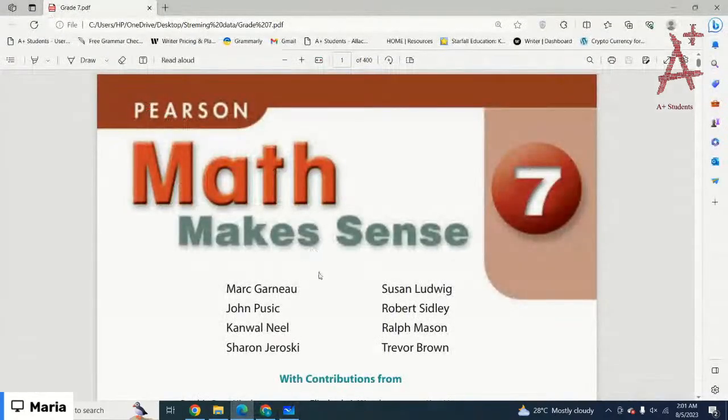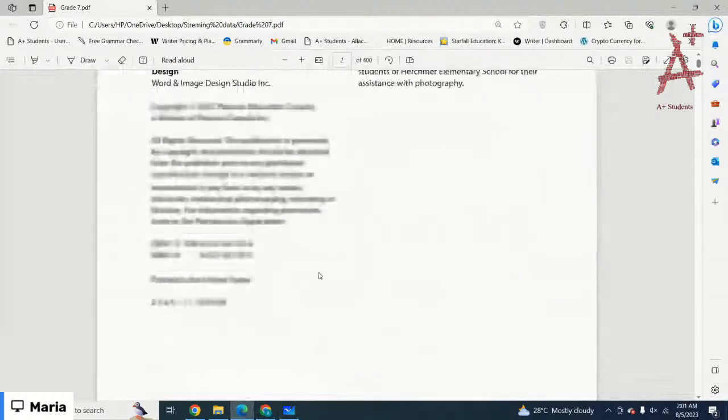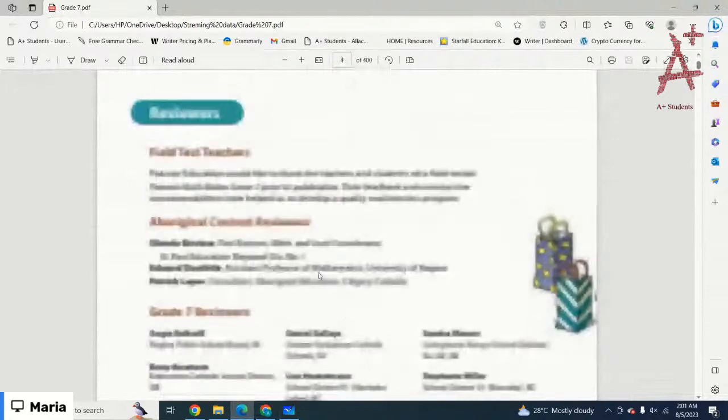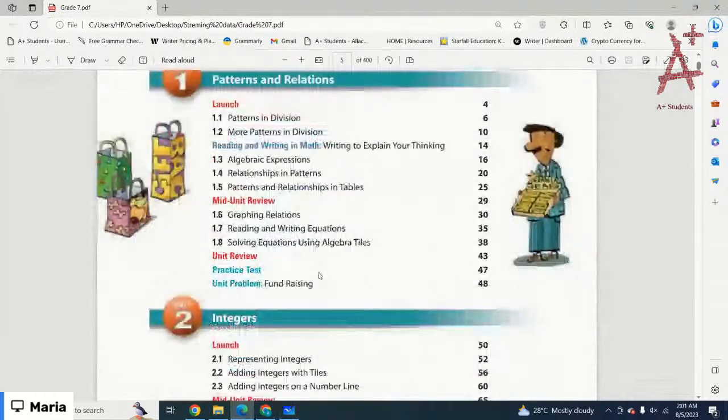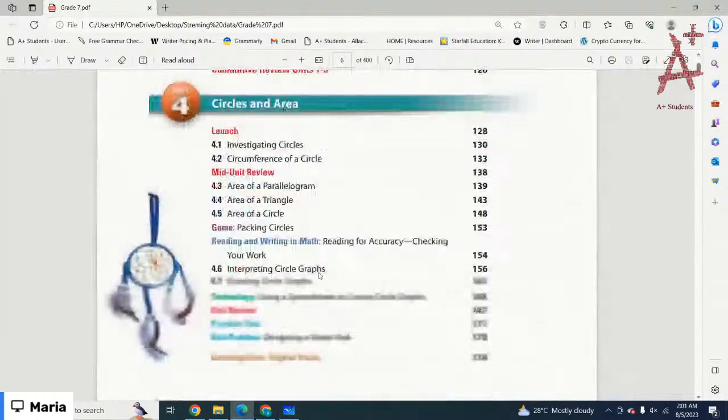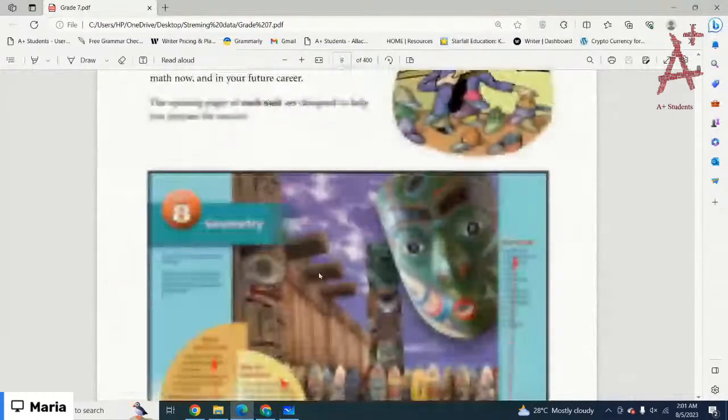Okay, here is the book Math Makes Sense grade 7. Let's just start with chapter 2. We're going to start with chapter 2 integers.